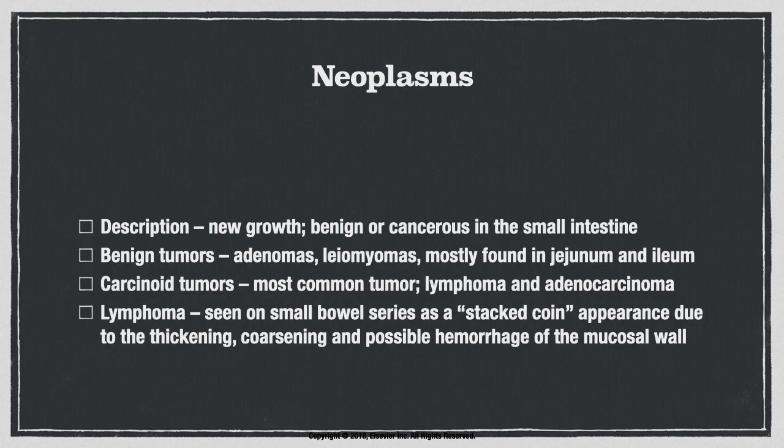Neoplasms, new growth, benign or cancerous in the small intestine. Benign tumors include adenomas and leiomyomas, mostly found in the jejunum and ileum. Carcinoid tumors, most common tumor, lymphoma or adenocarcinoma. Lymphoma is seen on small bowel series as a stacked coin appearance due to the thickening, coarsening of the folds, and possible hemorrhage of the mucosal wall.